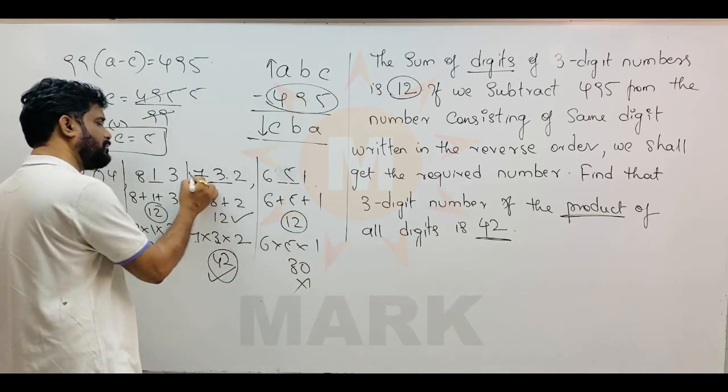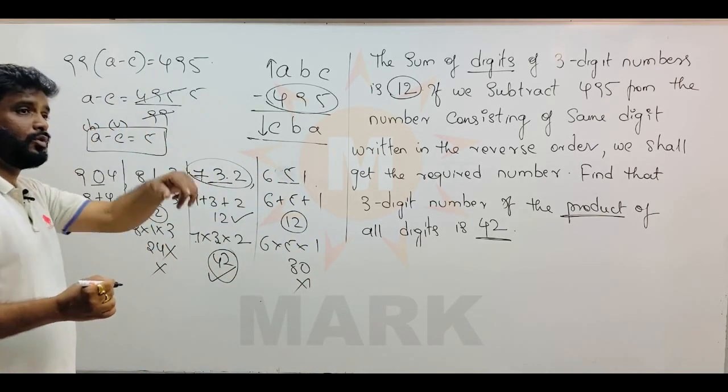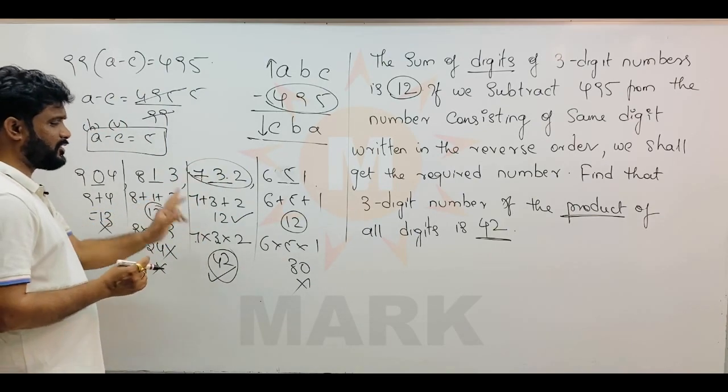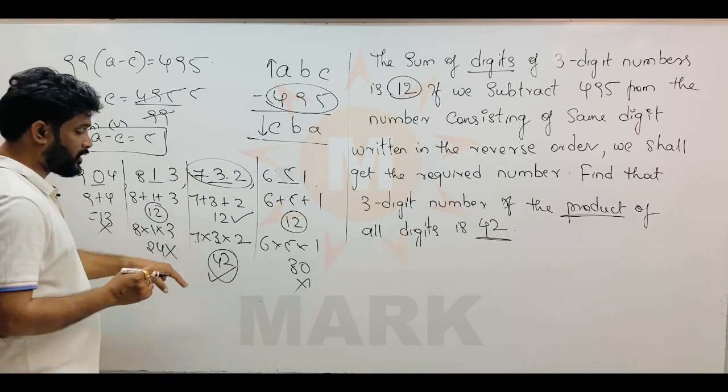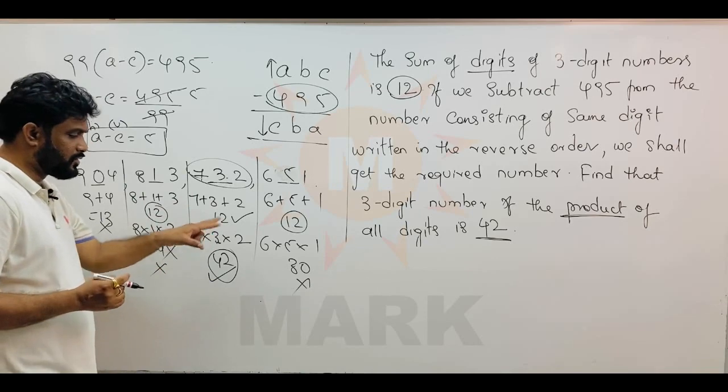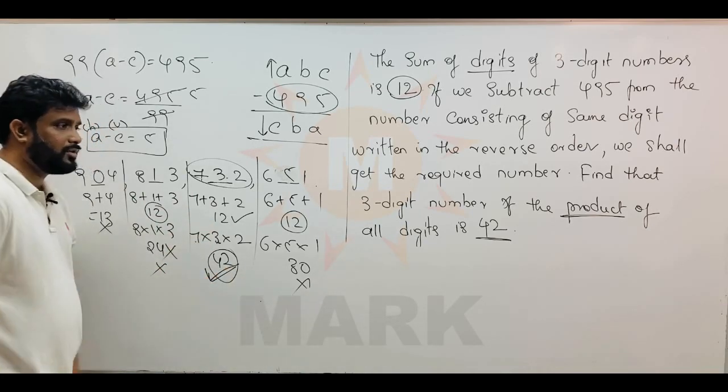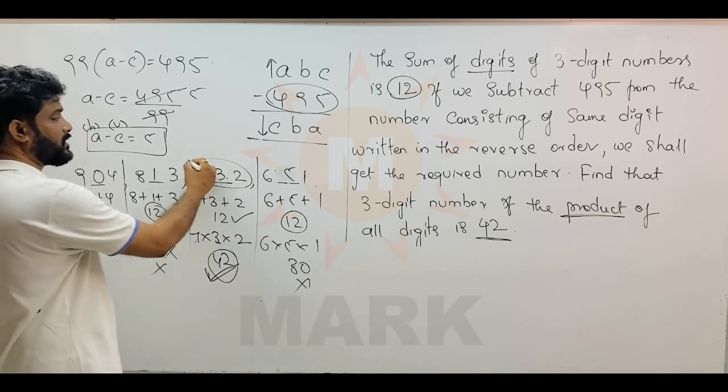So what is the only number which is satisfying both the conditions? Sum is equal to 12, yes, 7 plus 3 plus 2 is equal to 12. Product is equal to 42, 7 into 3 into 2 is equal to 42. So 732 will be the correct answer for this question.